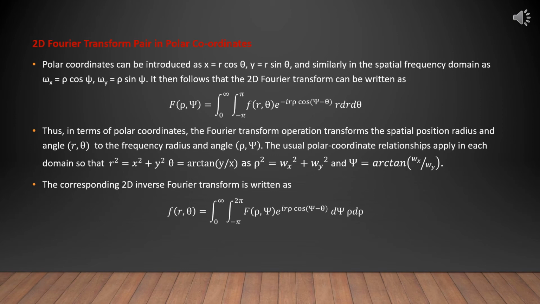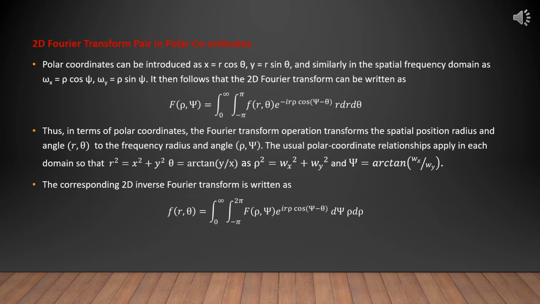It then follows that the 2D Fourier transform can be written as F of rho comma psi, which is equal to the integral with r from 0 to infinity and theta from minus pi to pi of f of r comma theta e to the power minus j r rho cos of psi minus theta, r dr d theta. This gives the polar coordinate Fourier transform equation.